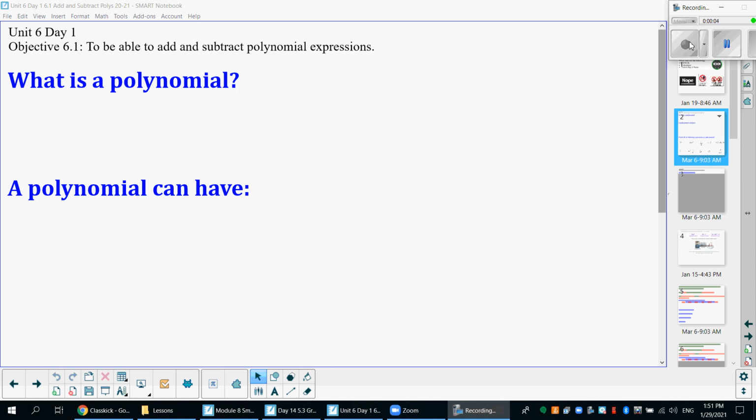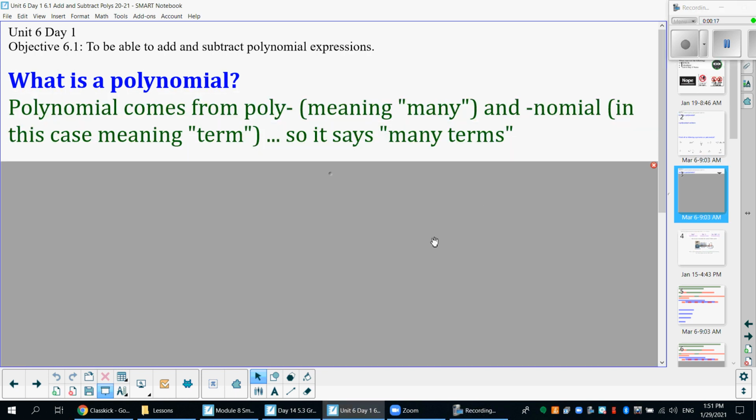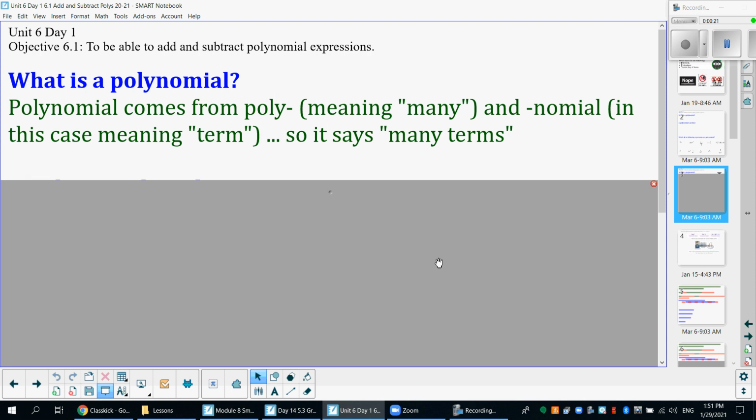In this lesson, our goal is to be able to add and subtract polynomial expressions. So first we need to know what a polynomial is and what the requirements for a polynomial are. We know polynomial comes from the term poly, meaning many, and nomial, meaning terms. So it means many terms.